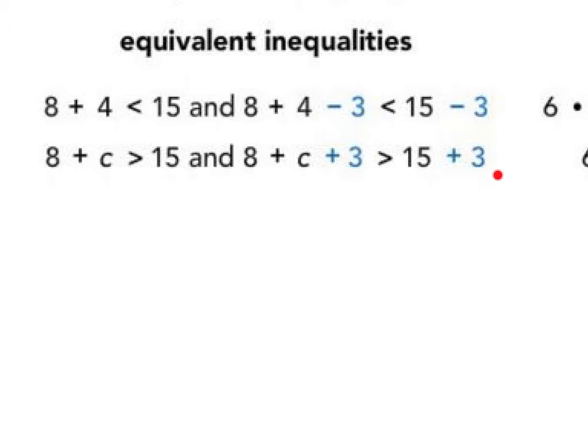And down here, it's the same thing. They're just showing you an inequality in algebraic form with a variable. Originally I had 8 plus c, whatever that is, greater than 15. Here are the same elements, 8 plus c, 15, but I'm adding 3 here and I'm adding 3 here, so it still works because you're doing the same thing to both sides.